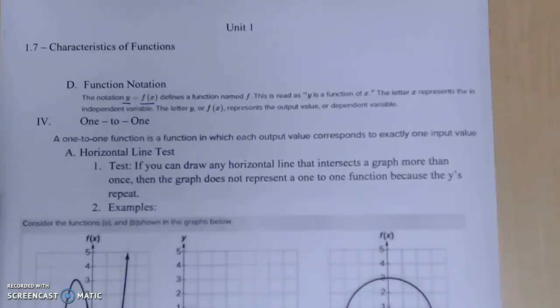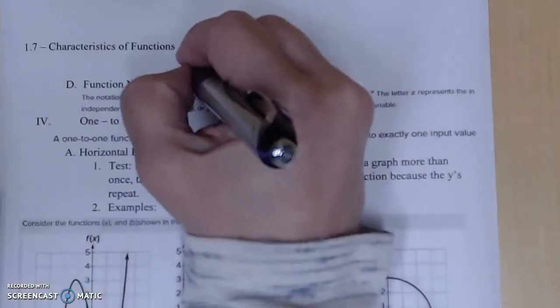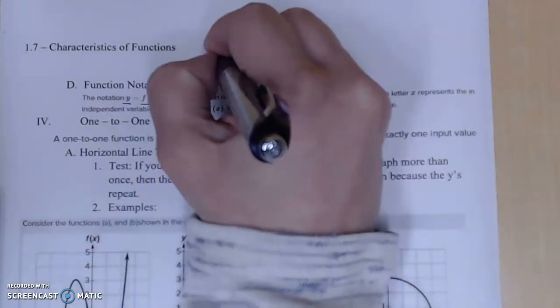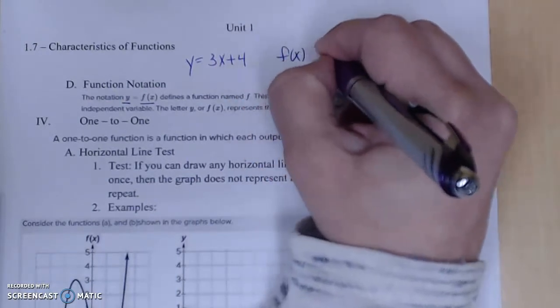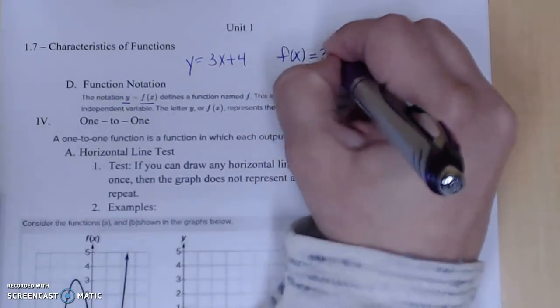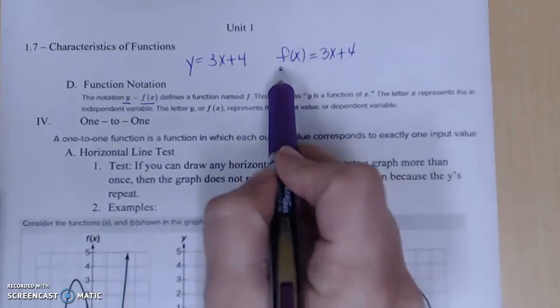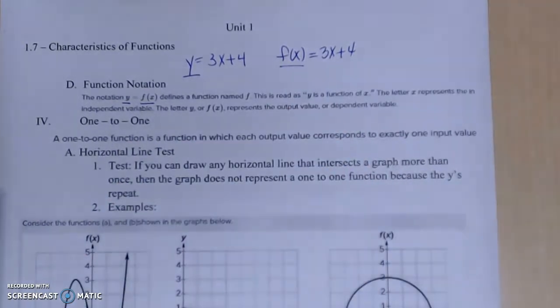The letter x represents the independent variable, and the letter y, or f of x, represents the output or dependent variable. So instead of, like in grade school, looking at y equals 3x plus 4, we're now going to call it f of x equals 3x plus 4. So we're just changing the name of this variable.